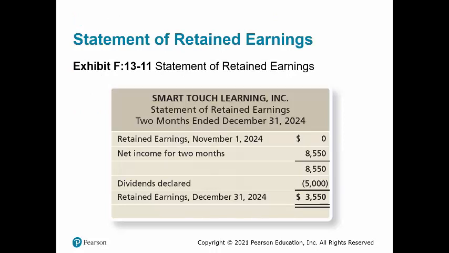This is an example of the Statement of Retained Earnings for Smart Touch Learning. If this were their very first month, at the end of December of 2024, if they just started business on November 1st, then they would have had a zero balance at the beginning of the period. Then we would add to that any net income. For these 2 months they had $8,550, and then we would subtract any dividends that had been declared, and that would give us the ending retained earnings balance at December 31st, 2024. You're pretty familiar with this Statement of Retained Earnings from Principles 1.